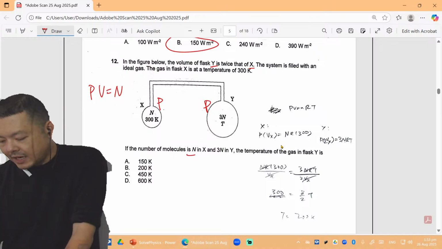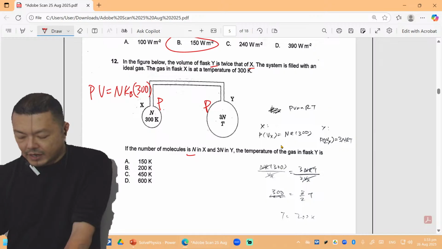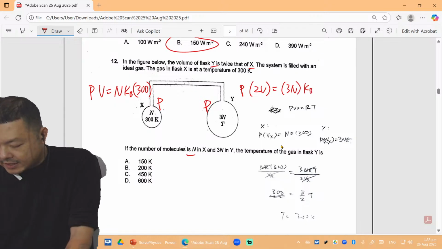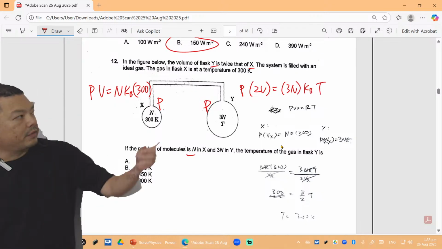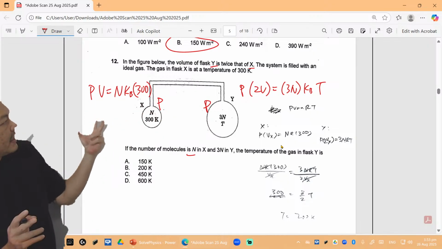Well, number of molecules N, right? So technically speaking, I should put in NkBT, right? So that would make sense. Then this is 300 kelvins. They're not trying to be tricky. They gave me in kelvins, and therefore the other one is what? Same P, but this time 2V equals 3N, then kB, and then the T is unknown, right? So all you have to do is just compare the two equations, compare the coefficients, and then get the temperature.